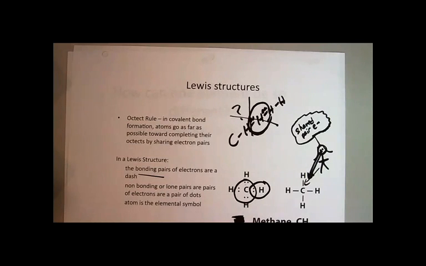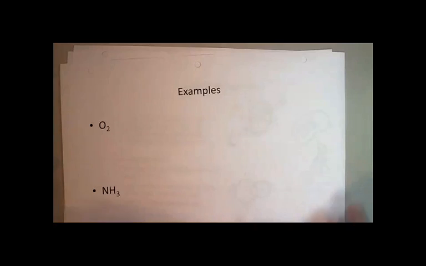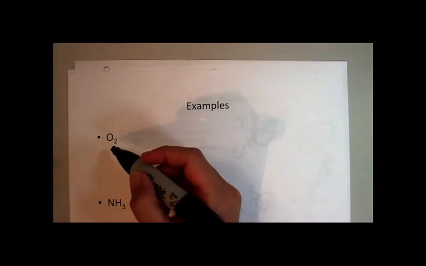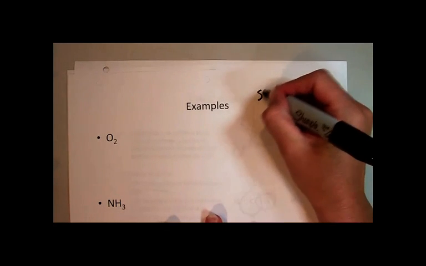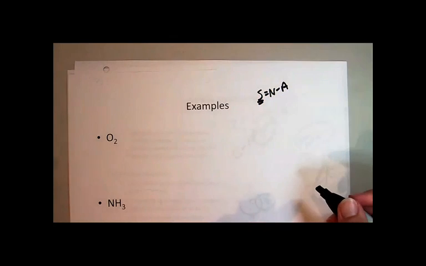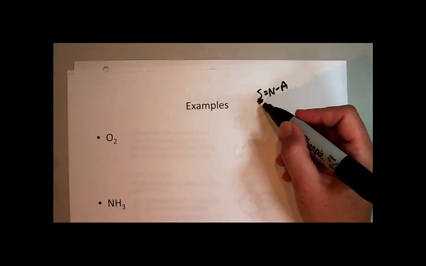So first of all, let's draw the Lewis structure for oxygen. All right, oxygen, elemental diatomic oxygen. The first thing that I recommend people do is figure out the S equals N minus A rule first. That's going to tell you the total number of shared electrons in your molecule, which is going to tell you the total number of bonds in your molecule.